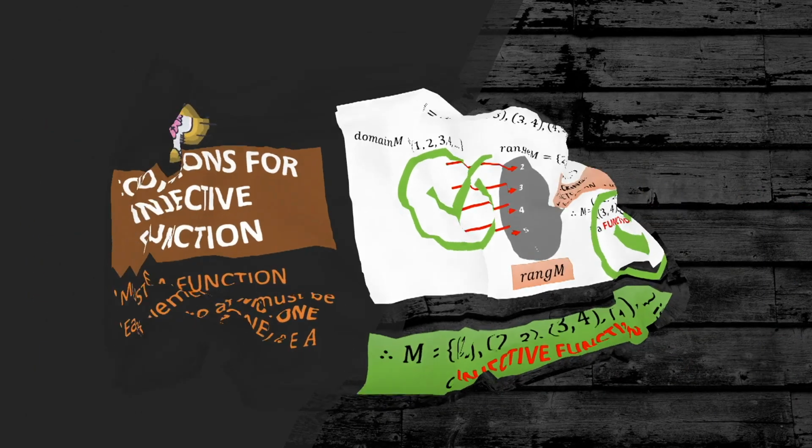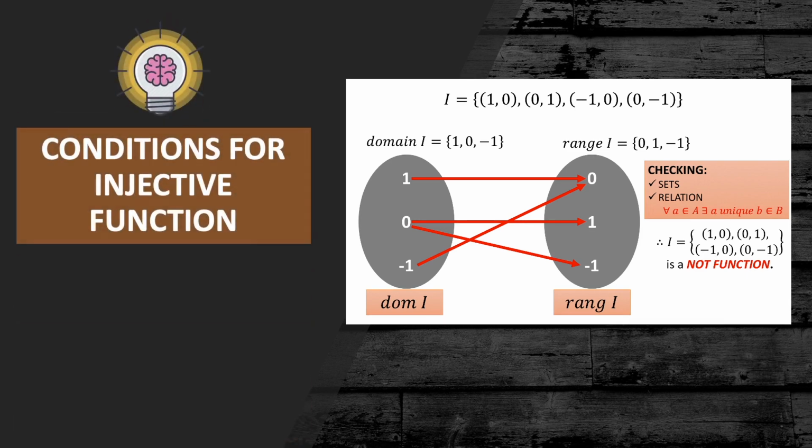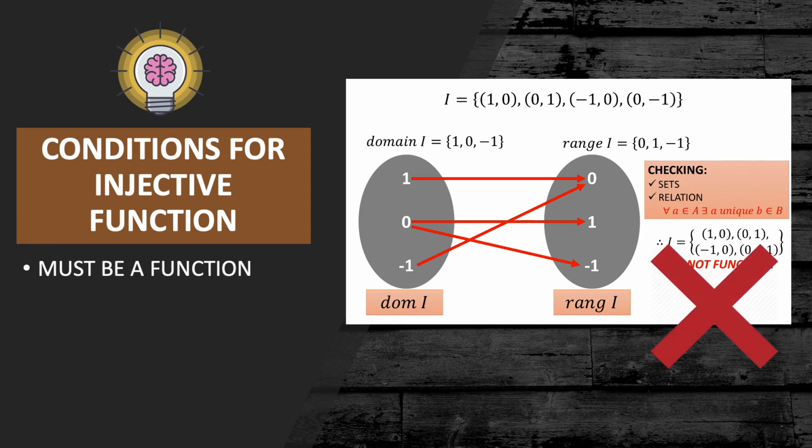Now let's have set I. Since set I is just a relation and not a function, there is no point to know if it is an injective. Yes, because the first condition says that set I must be a function. Very clever, huh?